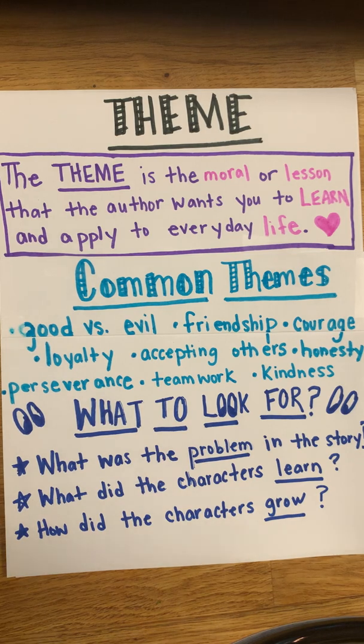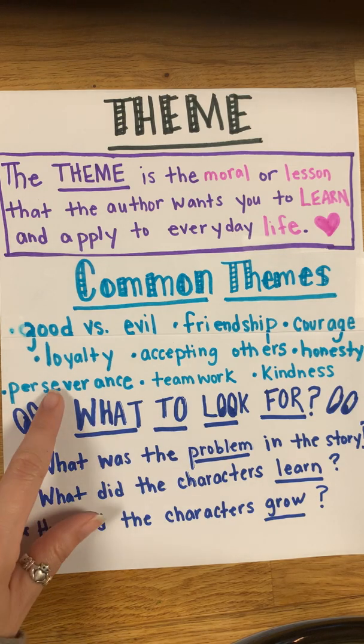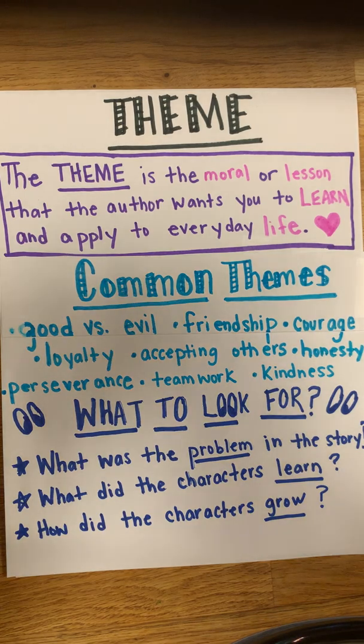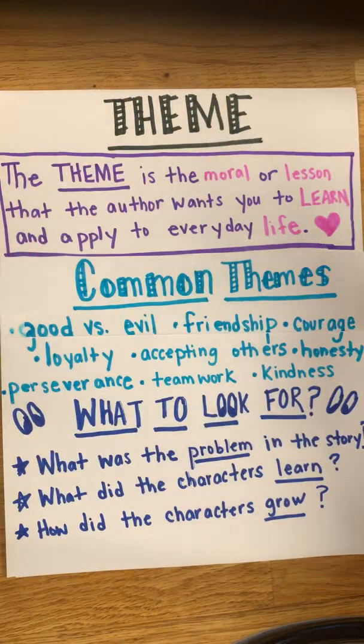Oftentimes it has a major theme, the big theme that the whole story is trying to tell. And oftentimes that big theme happens because little themes, perseverance, courage, honesty, happen in events in the story. So your major theme is the whole story. You may get some minor themes in events in the story, and they help achieve the major theme.